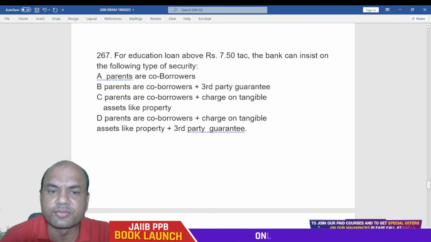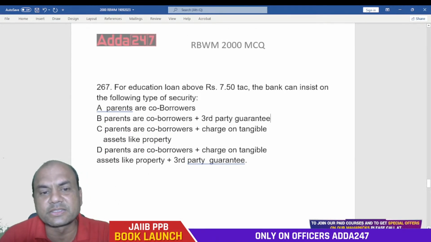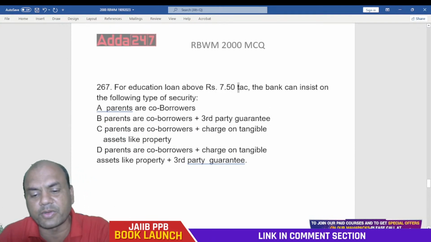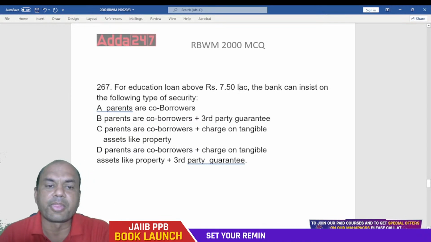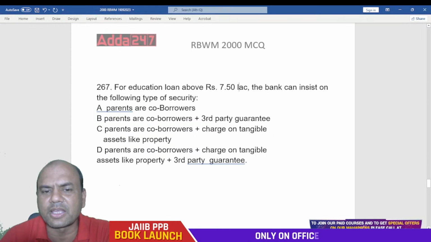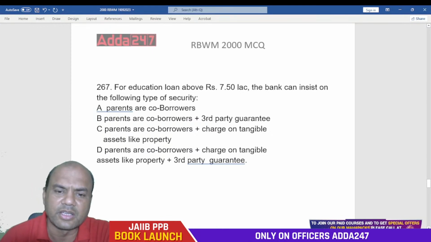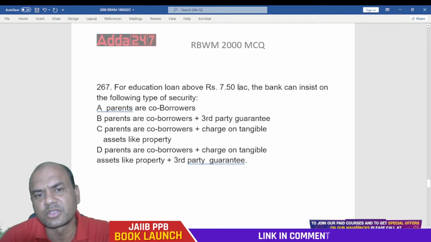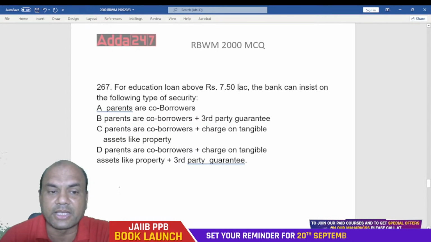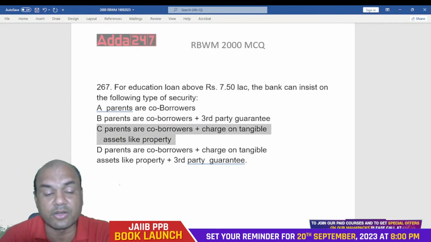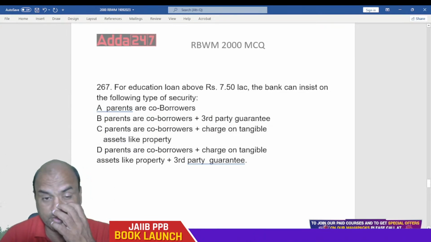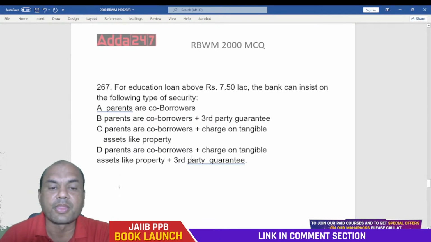And the next one. For loans above 7.5 lakhs, banks insist on what? Now see here, the options are the same: co-borrowers, parents, third party guarantee, charge on tangible assets, and all of these. So above 7.5 lakhs, banks take securities. So it is co-borrower plus fixed assets. Got it? Chalo, move on.